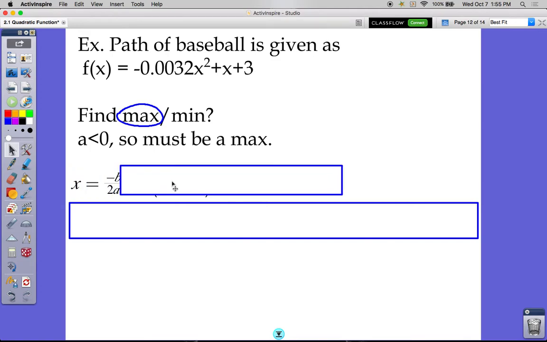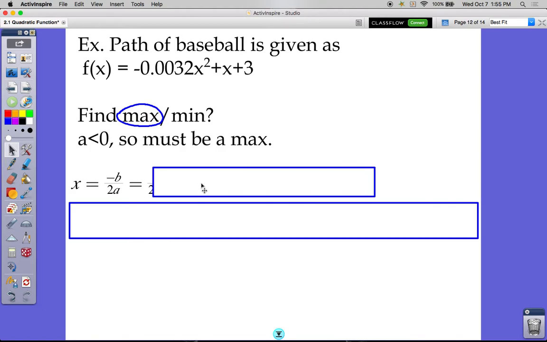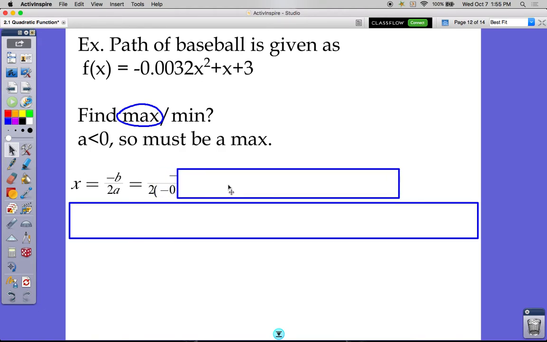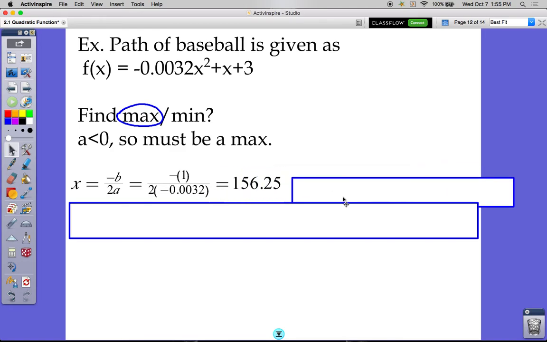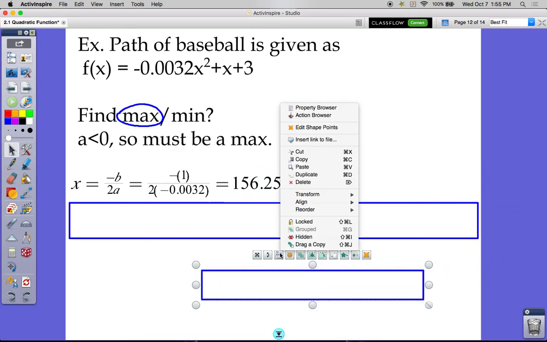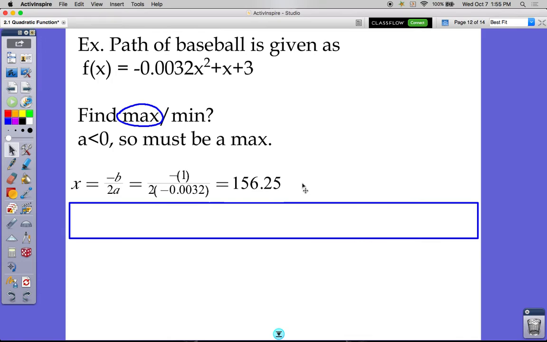And at the vertex, negative b over 2a, we plug in some numbers. It's going to look weird at first. But oh, look at that. That's not too bad. And again, a lot of calculator work, especially with the negative 0.0032 times 2, then negative 1 divided by that. Oh, that's not too bad. So it's 156.25. And it didn't say, we'll assume this is feet. But this is where it's located on the x, 156 feet away.